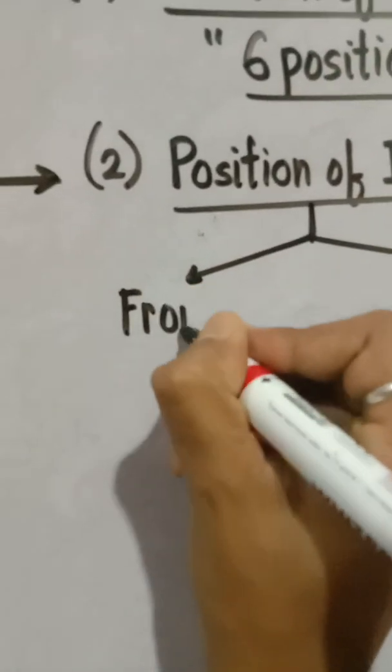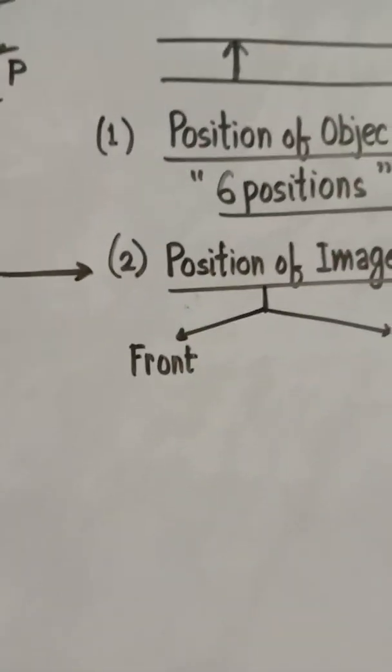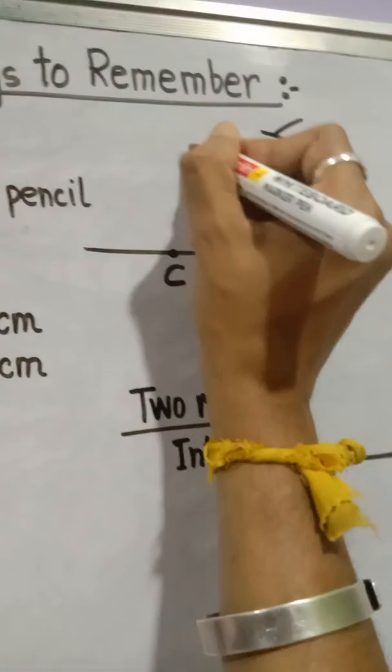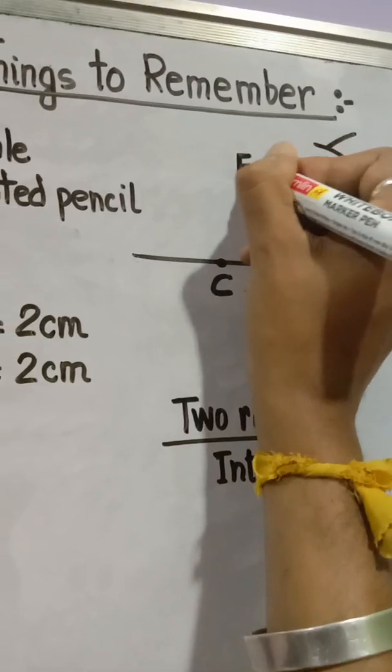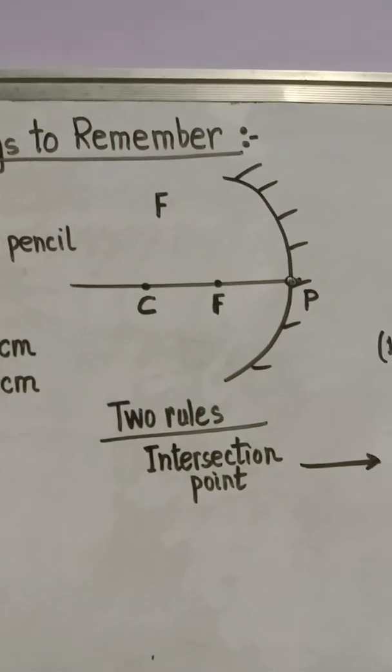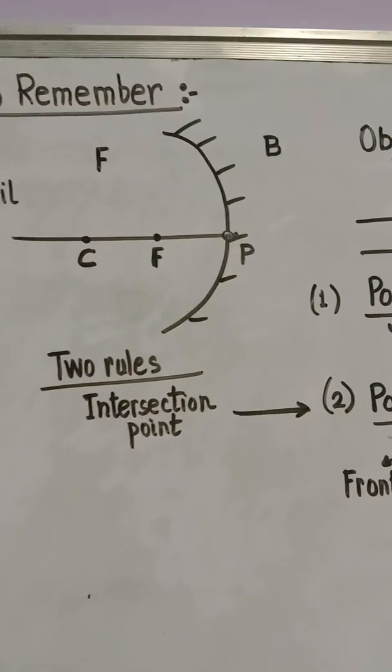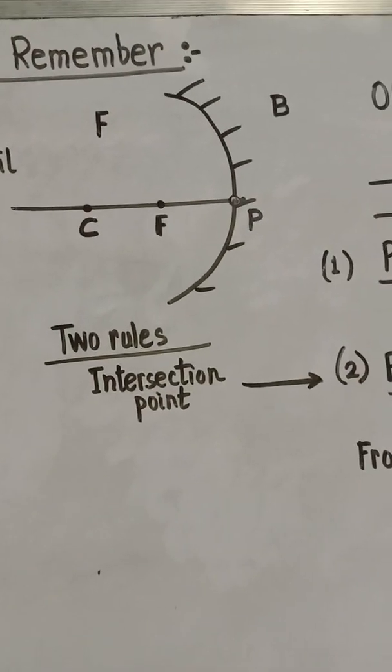Now, position can be determined by finding out whether the image is formed in front of the mirror or behind the mirror. Now what is front and what is behind? See, the front of the mirror is this side. This is the front of the mirror and this is behind the mirror.